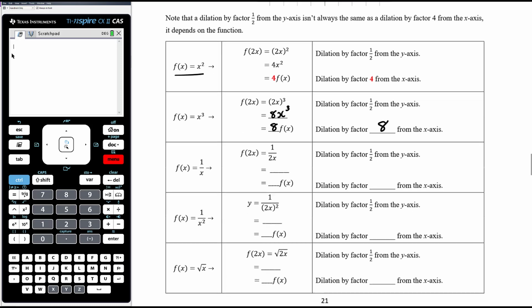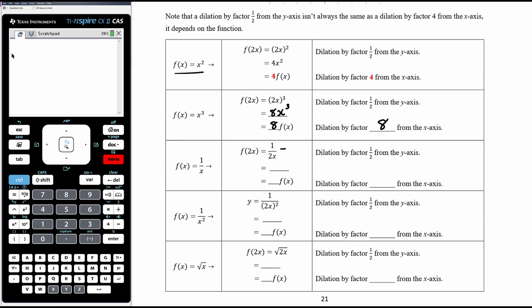If we have the hyperbola, up until now we've been thinking about this as 1 half times 1 on x, which is a dilation by half from the x-axis. So obviously we think about this, we've replaced the x with 2x, that's a dilation by half from the y-axis, but we can also split it up and understand it as being the same as 1 half times f of x. So for the hyperbola, dilating by a factor of half from the y-axis is actually the same as dilating by a factor of a half from the x-axis. And again, you could check that graphically.